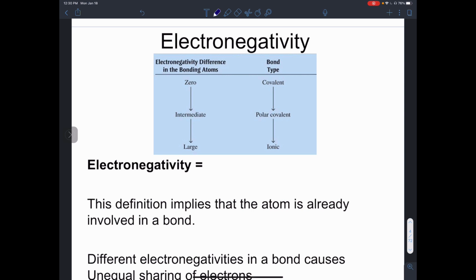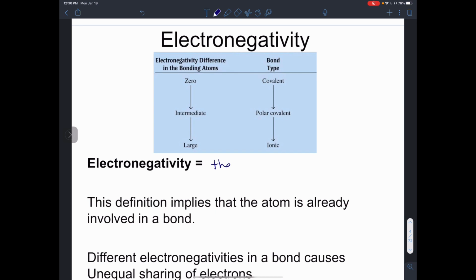Now, how bonds come together and what kinds of bonds form is based on something called electronegativity. So we're going to see a little bit about electronegativity to help us make predictions about things like that. So let's start with our definition. Electronegativity is the ability of an atom in a molecule to attract shared electrons to itself.